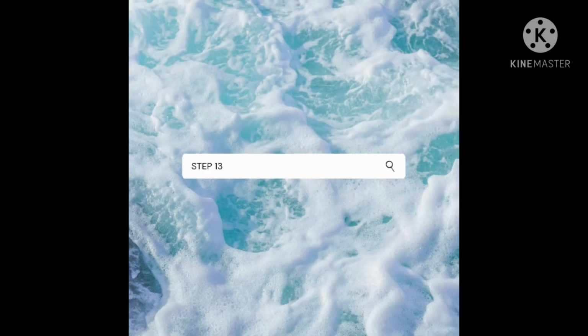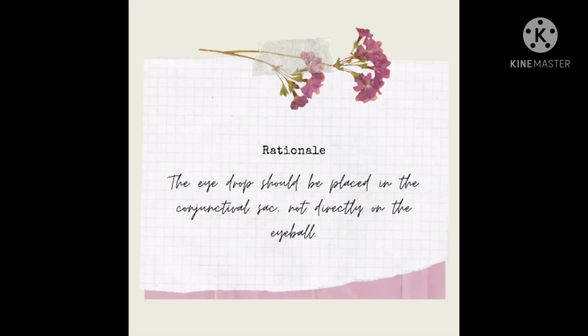Step 13. Place thumb or two fingers near margin of lower eyelid immediately below eyelashes and exert pressure downward over bony prominence of cheek. Lower conjunctival sac is exposed as lower lid is pulled down. The eye drop should be placed in the conjunctival sac, not directly on the eyeball.